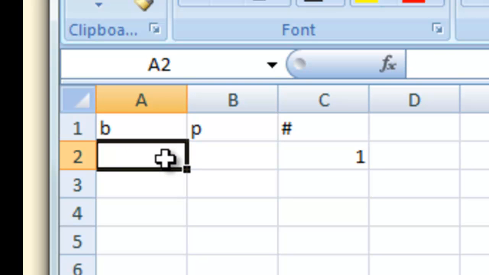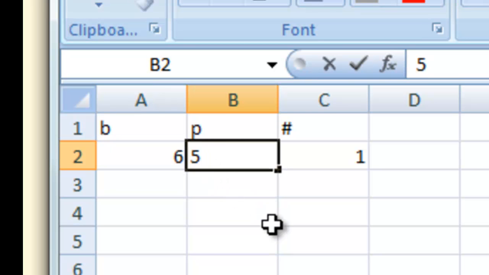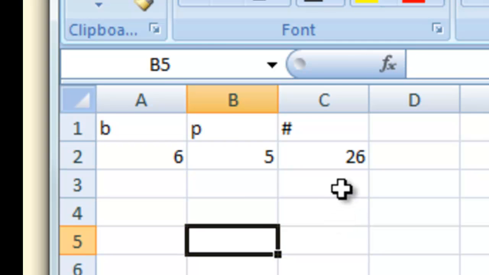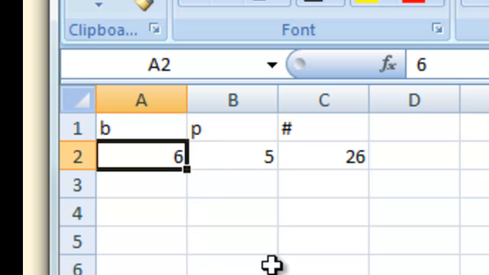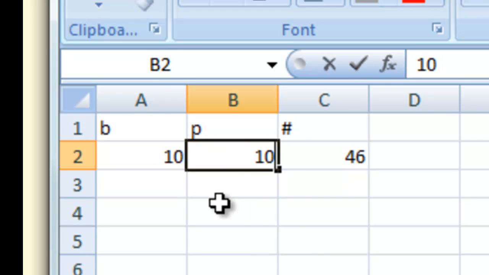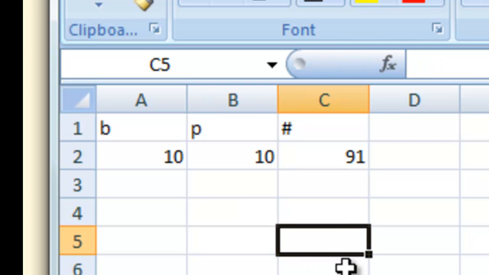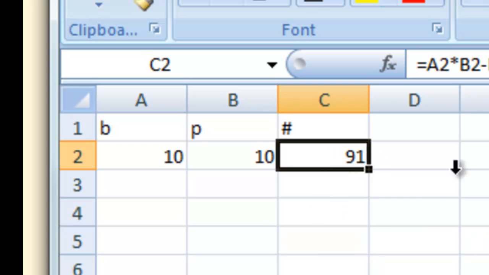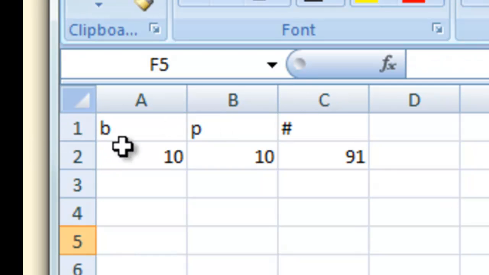So if we put in there 6 for the highest number of the ball, and 5 for the number of picks, we get 26, which is what we predicted. What would it be if 10 was the highest number on the ball and the number of picks we did was 10? What would that be? It'd be 91, because it would be 100 less 10, plus 1. So this is our formula, our rubric.